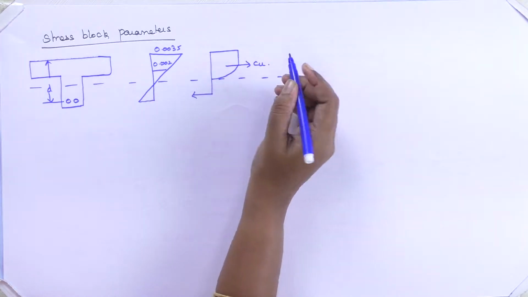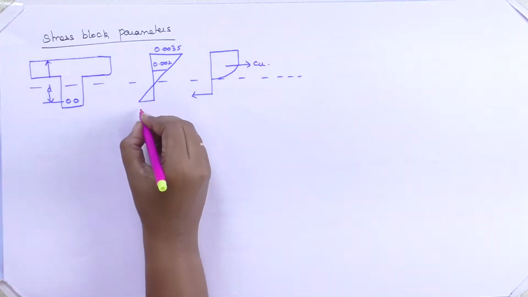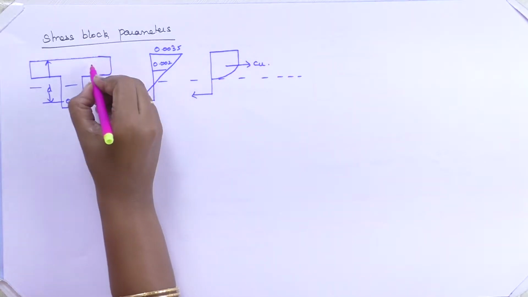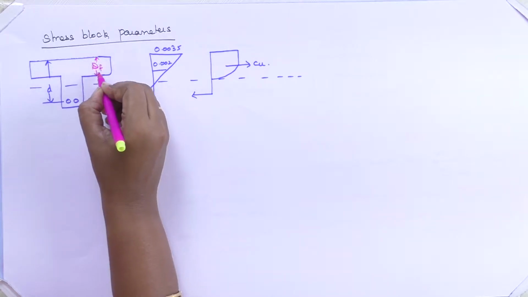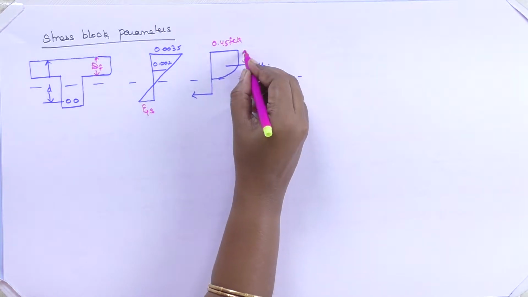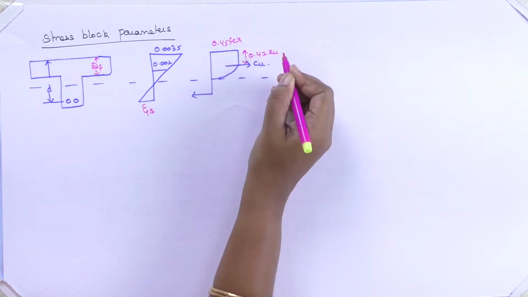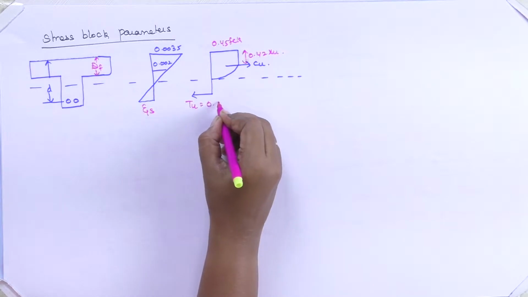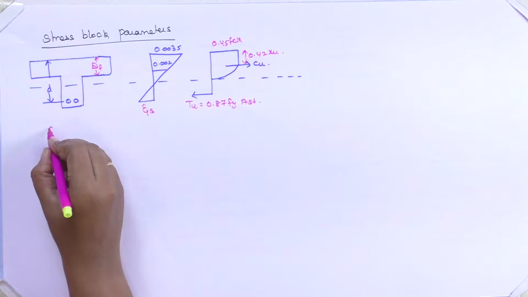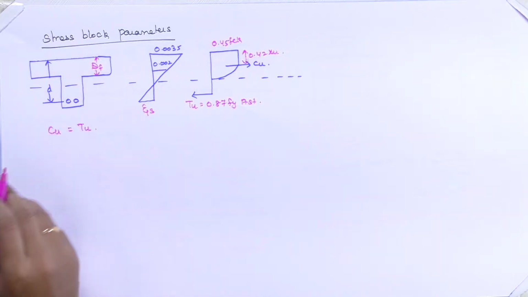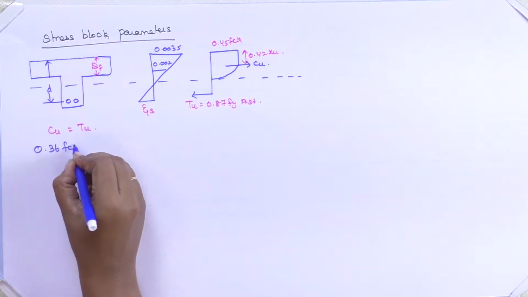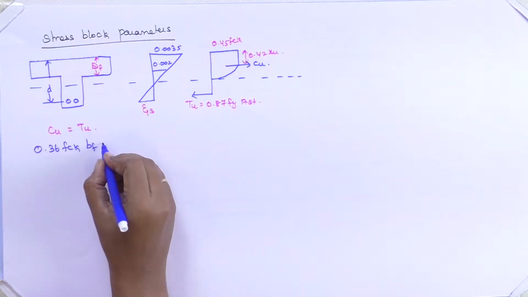This is Cu, the same as in my limit state design stress-strain blocks. This is my DF. This is 0.45 FCK. This is 0.42 XU. This Tu is equal to 0.87 FY into AST. Under equilibrium condition, you can equate Cu to Tu. We can write Cu as 0.36 FCK BF into XU.